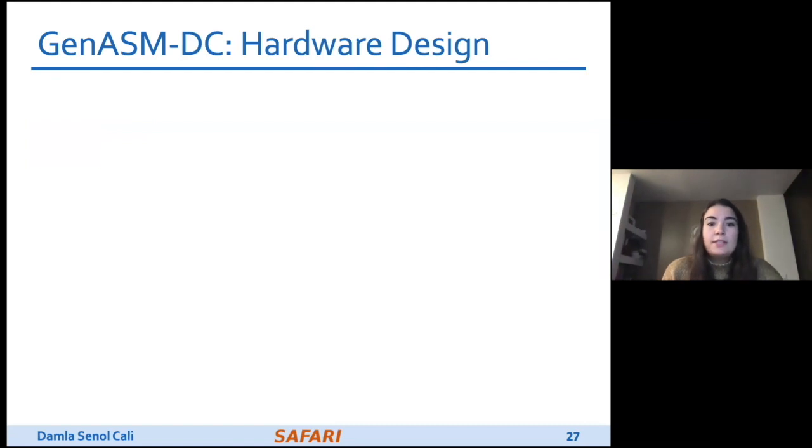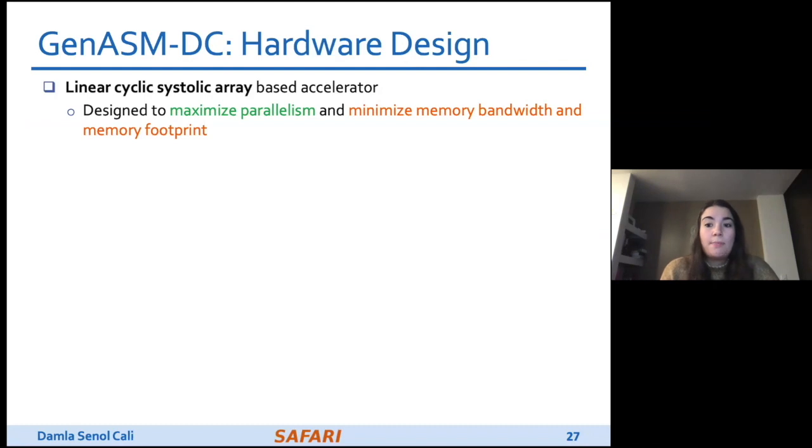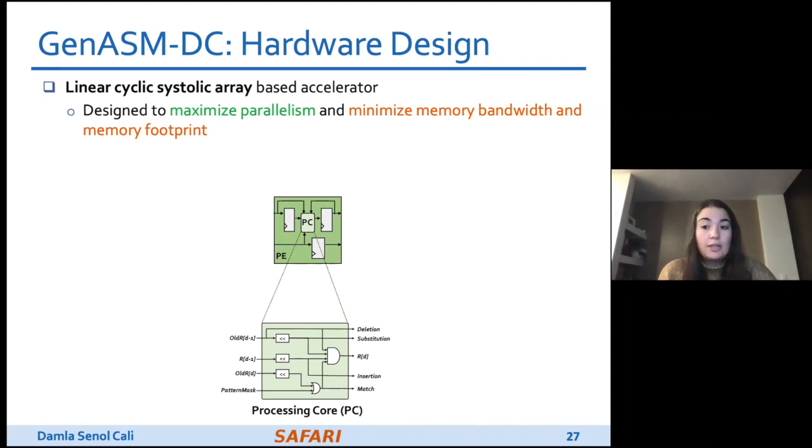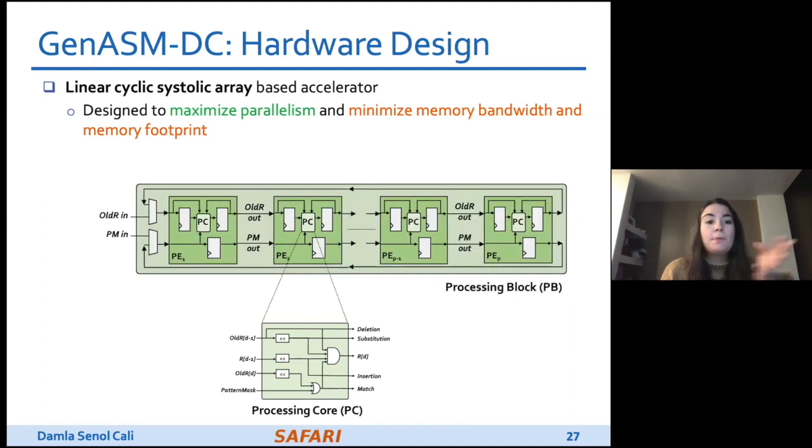Let's look at GenASM DC's hardware design. So we implement it as a linear cyclic systolic array-based accelerator using small and very simple logic components. And this design helps us to maximize parallelism and minimize memory bandwidth and footprint. So the processing core is the basic compute component, which computes the intermediate bit vectors, those 4 of them, along with the R[d] bit vector, which is the status bit vector. And when we add the flip-flop based storage logic around this processing core, we define a processing element, PE. And multiple PEs are concatenated to define a processing block.